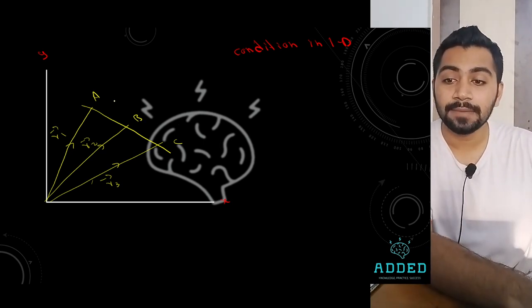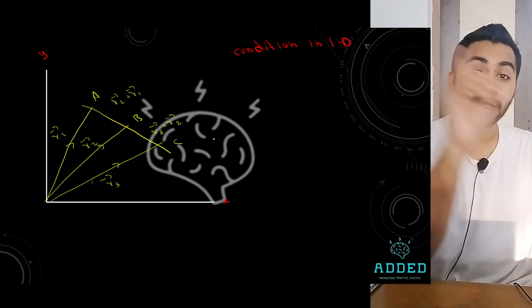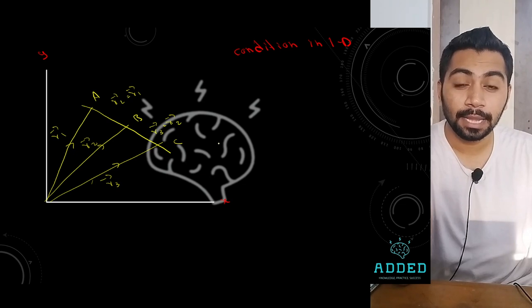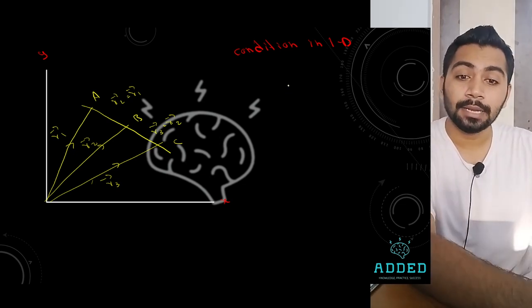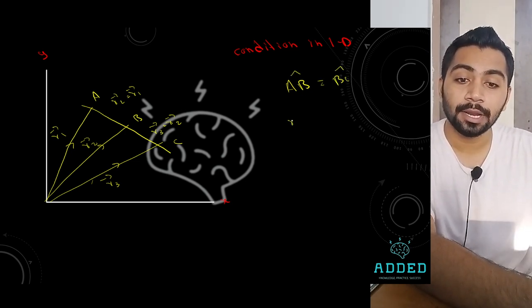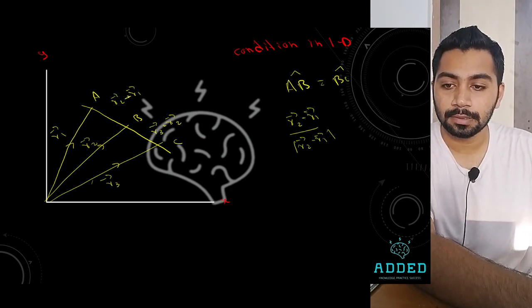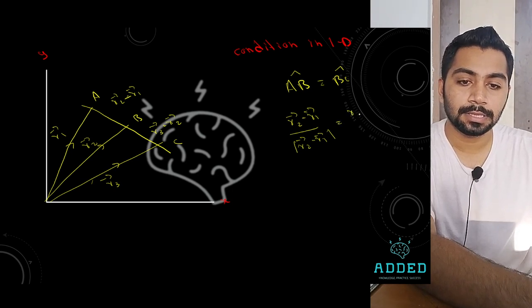Very simple. See, we know this one. And here you need to remember one thing while dealing with uniform motion. In this condition, your AB vector is equal to your BC vector. So what can you write? You can write like this. This is minus. This is minus.